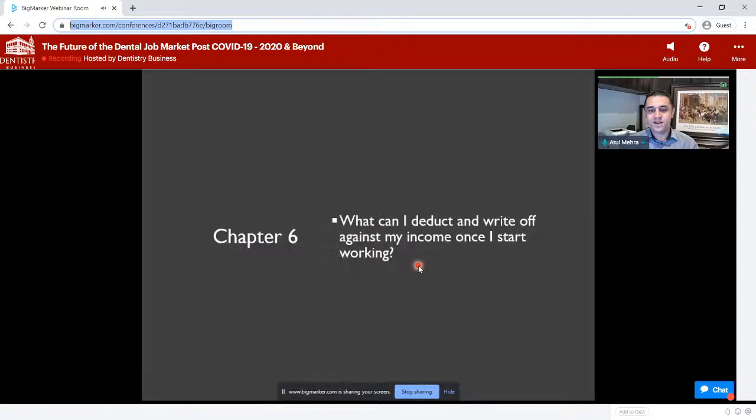Now, as an associate, you may not have some of those expenses. For example, you're not hiring a hygienist or an assistant. You're just running an independent business on your own. So you can also deduct your expenses against your income. Even for those of you that just got a position recently and want to know what you can write off, here's a quick summary.